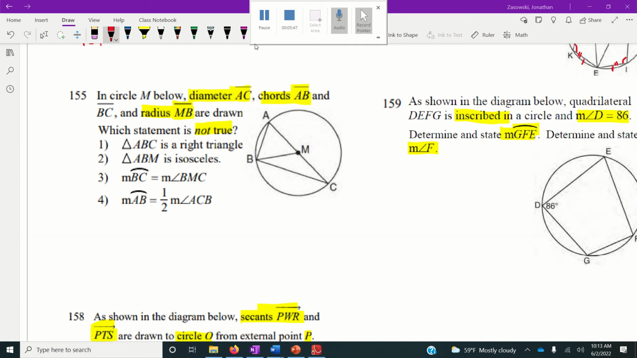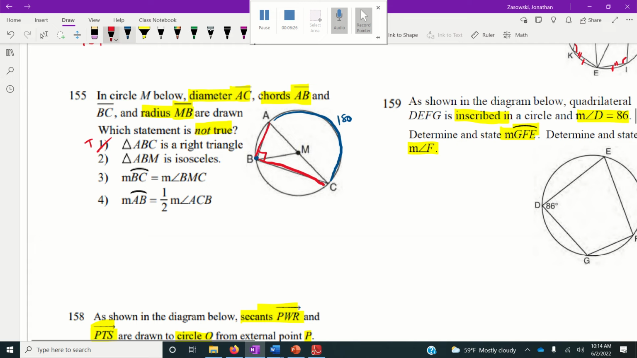All right, in 155, we have diameter AC, we have a chord AB, we have radii MB drawn. And also keep in mind that AM is also a radius, and so is MC. So which statement is not true? Now, since this angle is inscribed, and the arc being formed is exactly half the circle, which is 180 degrees, and the vertex is on the circle, it's going to be half of that, so this is going to be a right angle. So this is true, and since we're looking for not true, we're not going to accept it because it's true.